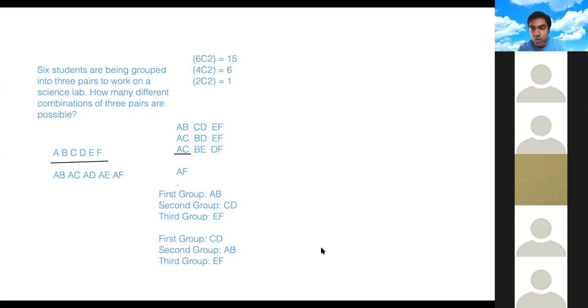So once I pair the students up, does the order matter? Here I'm saying there's 15 choices for the first group, 6 choices for the second group, and the last group is fixed. But if I picked AB as my first group and my second group as CD, versus CD as the first group and AB as the second, is that the same?